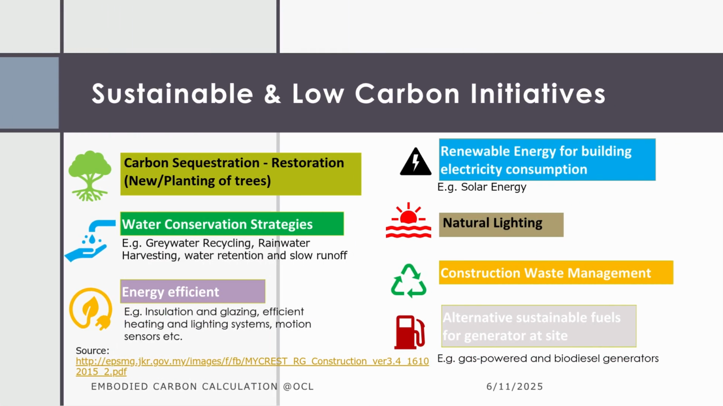Finally, here are several strategies to reduce embodied carbon: carbon sequestration through tree planting and green roofs, water conservation, rainwater harvesting, greywater recycling, energy efficiency, insulation, efficient lighting, motion sensors, renewable energy, solar PV systems, construction waste management and use of biodiesel or gas-powered generators.